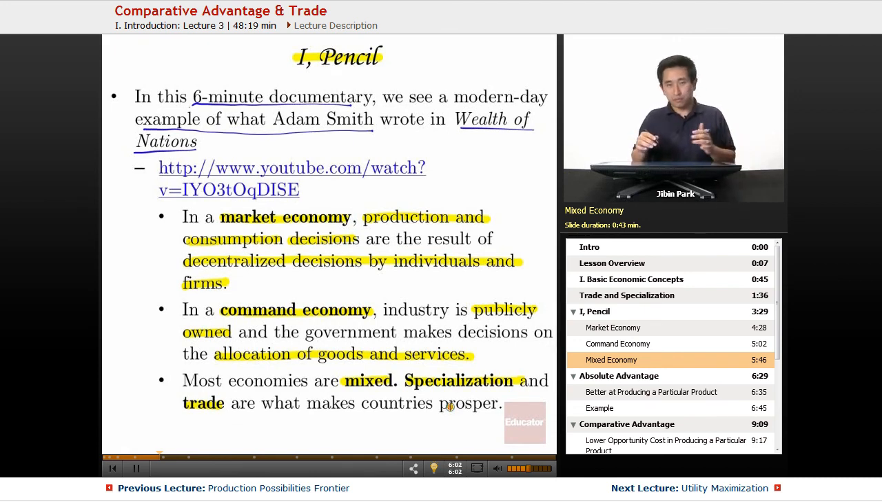And really, it depends on where you're at. For example, a lot of the European countries might tend towards the side of a command economy as far as the government intervening in certain areas, whereas an economy like Hong Kong will veer on the side of being more of a market economy. So again, each country has a different degree to which the government is involved.